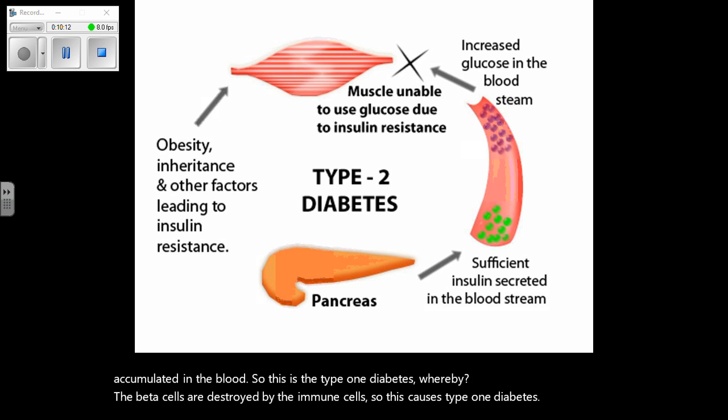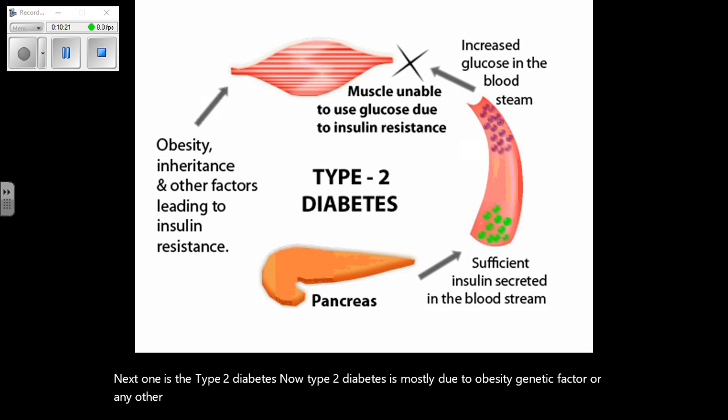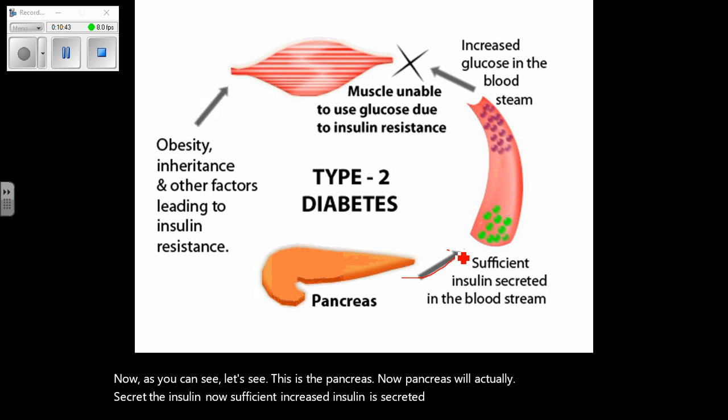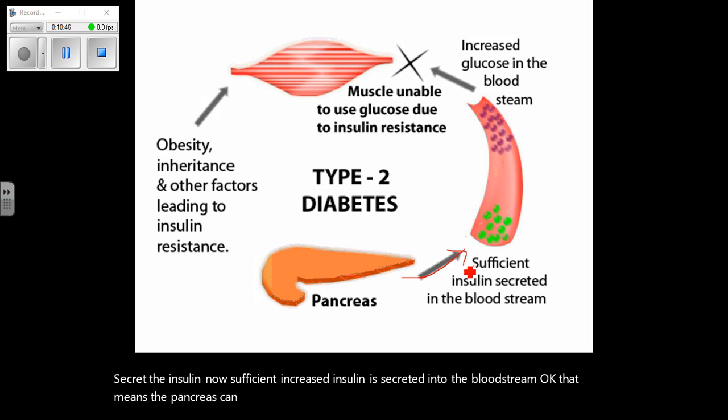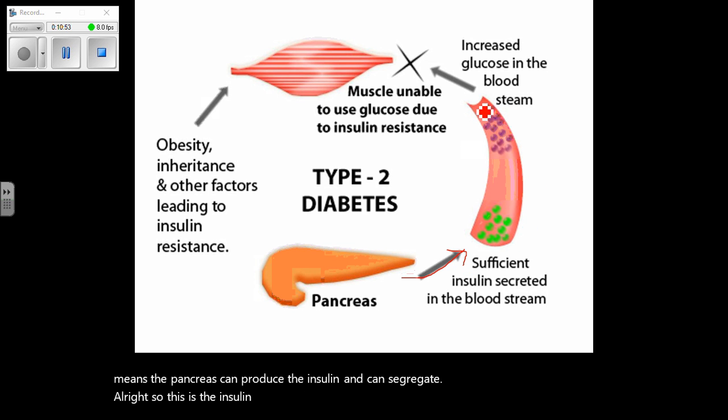Next one is type 2 diabetes. Now, type 2 diabetes is mostly due to obesity, genetic factors, or other predisposing factors that lead to insulin resistance. Now, as you can see, let's say this is the pancreas. The pancreas will secrete the insulin. Sufficient insulin is secreted into the bloodstream. Okay, that means the pancreas can produce the insulin and can secrete it. All right, so this is the insulin, and this is the blood glucose level inside the bloodstream over here.